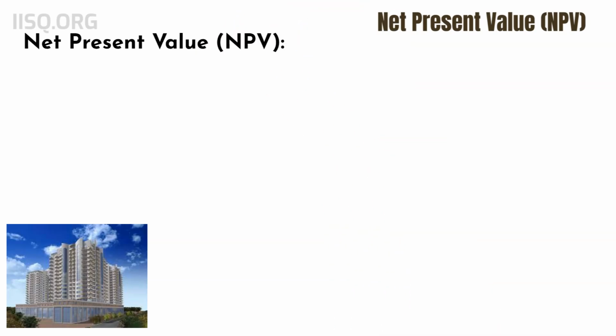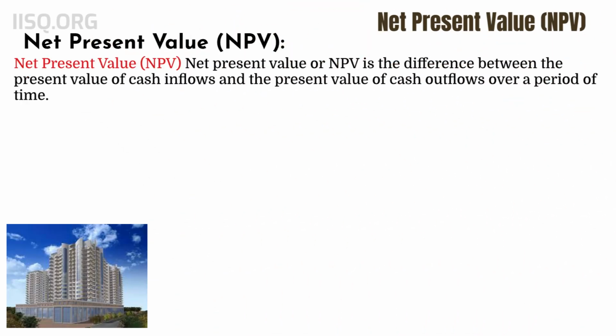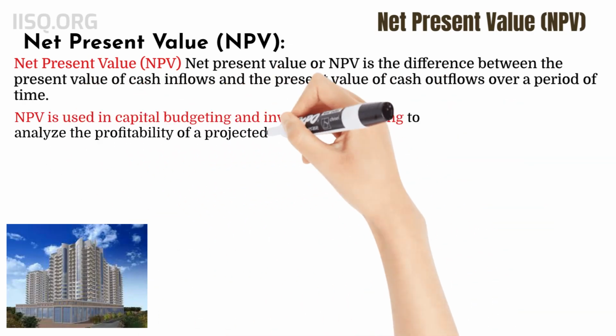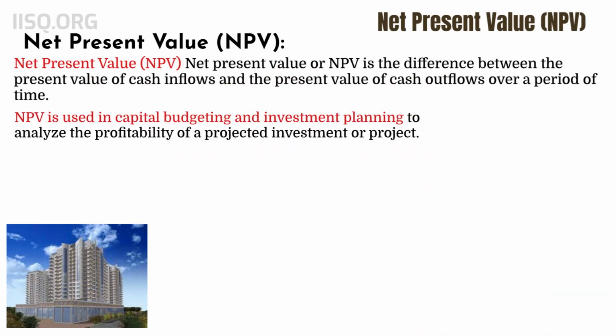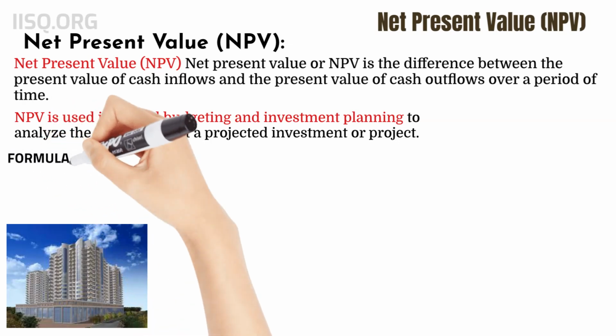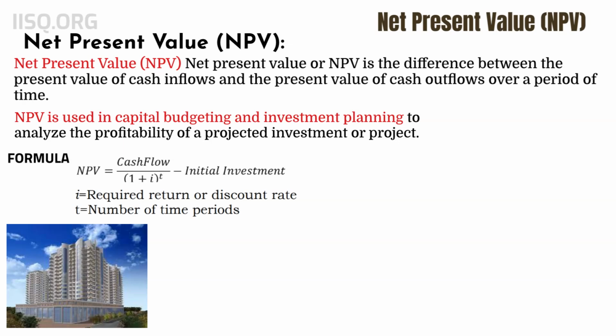Net present value, or NPV, is the difference between the present value of cash inflows and the present value of cash outflows over a period of time. NPV is used in capital budgeting and investment planning to analyze the profitability of a projected investment or project. The formula for NPV is shown here. I equals required return or discount rate, and T equals number of time periods. Note that cash flow in period 0 is also denoted as the initial investment.